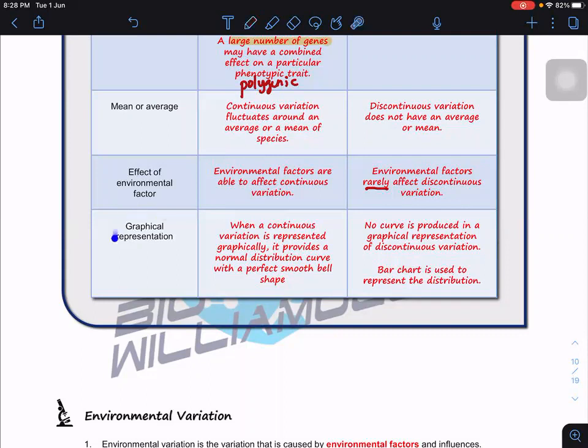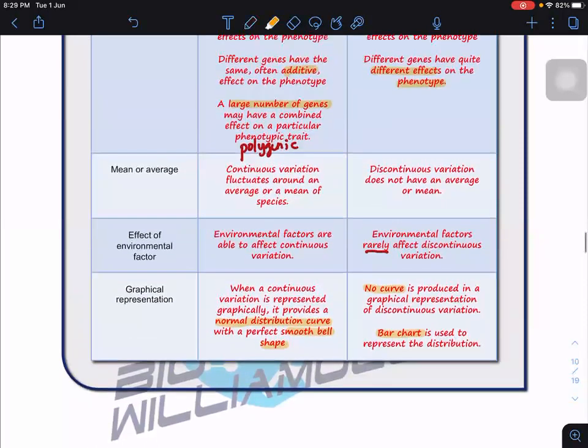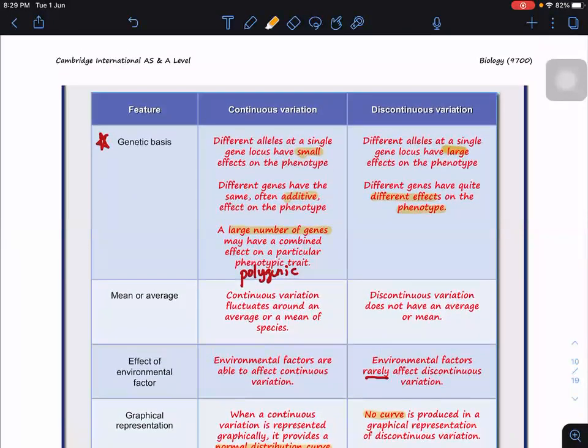In terms of graphical representation, for continuous variation we always use a histogram, or a normal distribution curve that shows a smooth bell shape. But for discontinuous variations, no curve is produced, and we use bar charts to represent the distributions. So with this, we have done the basis of genetics, talking about continuous variations and discontinuous variations. With this, I stop the recording.